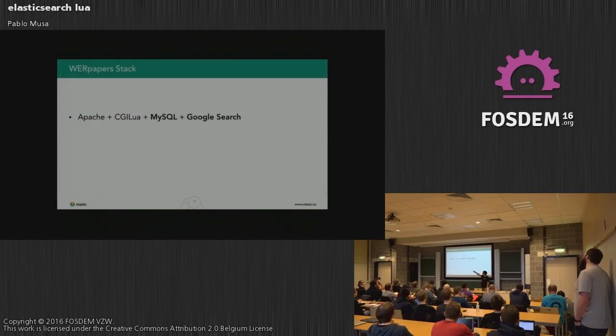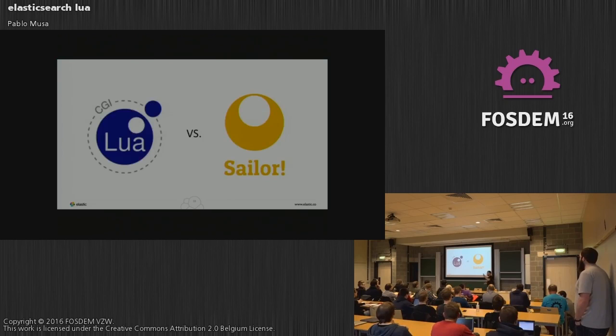It was designed with Apache, CGI Lua, MySQL, and the search was based on Google search. And what I did was look into that and say, okay, this looks old-fashioned to me. I want to experiment with new things. I want to change. Let's move it into Sailor and Elasticsearch. So the CGI Lua versus Sailor part, I'll leave to Etienne, who probably knows more than me about it. But basically, I was very used to that. But there is no one maintaining CGI Lua anymore. And Sailor was this cool project with many new things and a lot of new features and growing. And I decided, why not try? So I just changed it. Everything went really smooth, maybe a topic for another call.